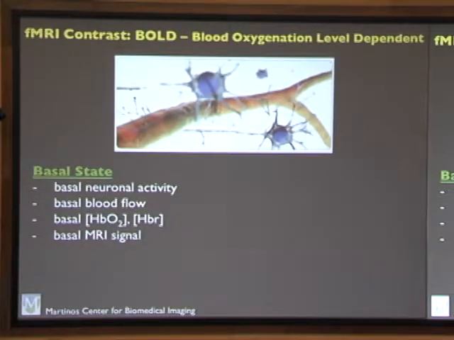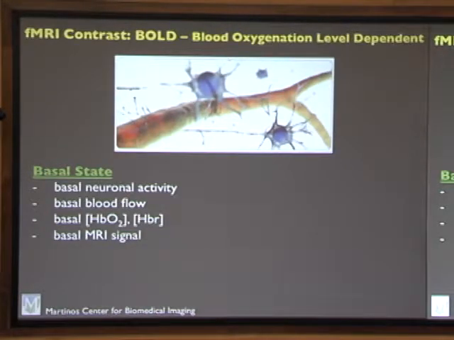fMRI uses a contrast mechanism, an endogenous contrast mechanism, meaning I'm not injecting anything into the body, and it's called BOLD, or blood oxygenation level dependent. Let's say we have a blood vessel, a capillary bed going in between neurons. These are neurons in the brain. In the basal state, there's some basal neuronal activity, a basal amount of blood flow, a basal concentration of oxygenated and deoxygenated hemoglobin coursing through these vessels, and of course a baseline MRI signal as I'm imaging the brain.